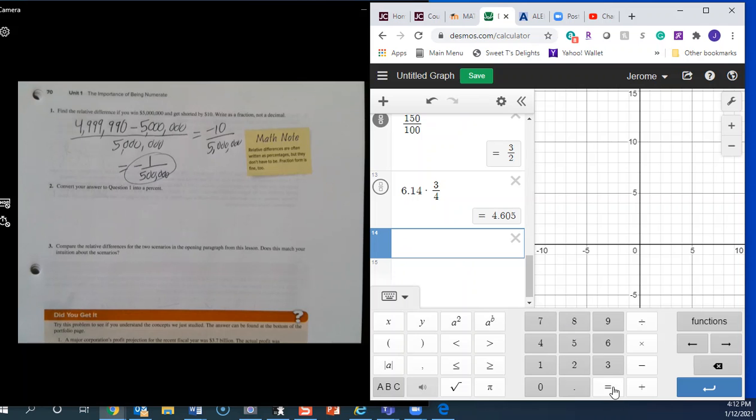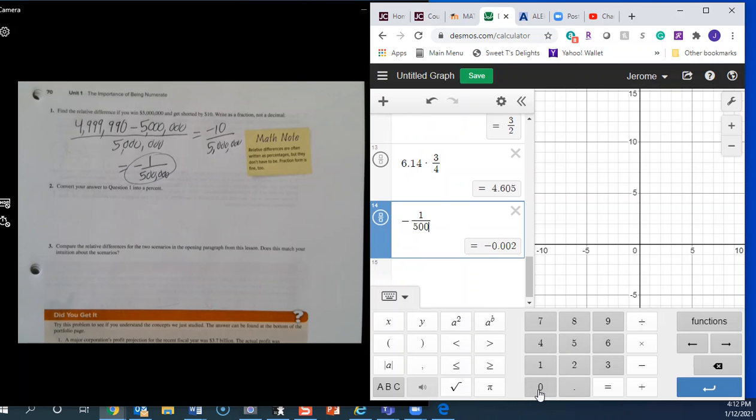So we could type in the negative 1 over 500,000. So in order for this to be converted as a percent, you have to move this decimal 2 places to the right. So it'll be a negative 0.0002%. So you know that's way different than losing 50%.